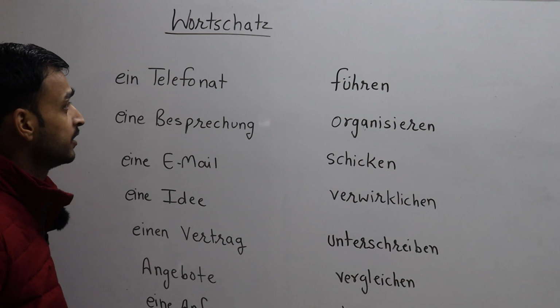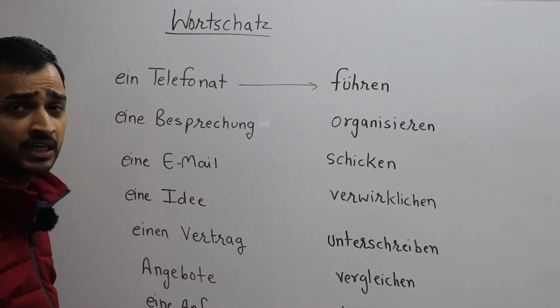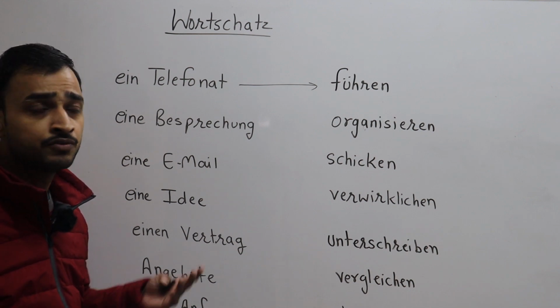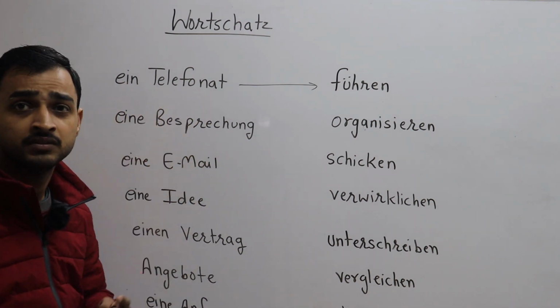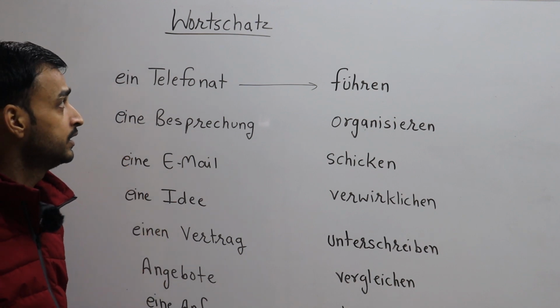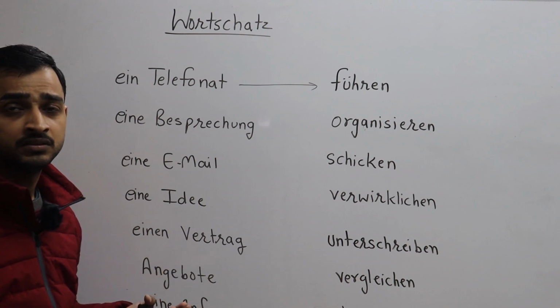First is ein Telefonat. Ein Telefonat führen. Telefonat means telephone conversation. Telephone पे बात करना. जैसे हम बोलते हैं मैं टेलीफोन पे बात कर रहा हूँ. तो ich führe ein Telefonat. Sprechen am Telefon is called Telefonat. Like telefonieren, anrufen. These are synonyms.